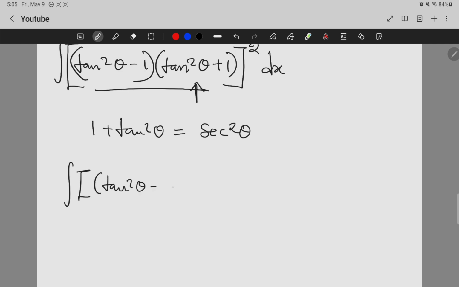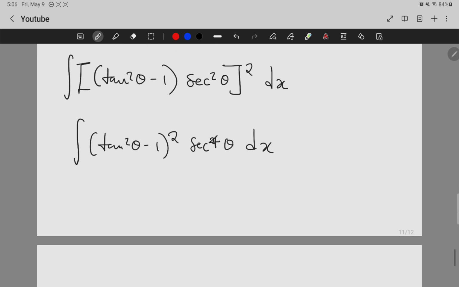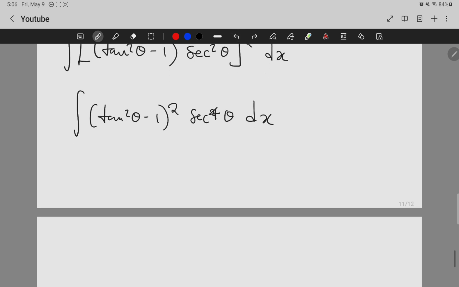Based on that, this is now the integral of tan squared theta minus 1 multiplying sec squared theta, and then squared outside, d theta. When you distribute that square outside, you now have the integral of tan squared theta minus 1 squared, and then sec squared becomes sec to the power 4 theta d theta. We now have a power 4 here. I want this to be just sec squared, not sec to the power 4, because I want to let u be tan, so that when I differentiate tan, I'll have a sec squared, which will cancel with the sec here.